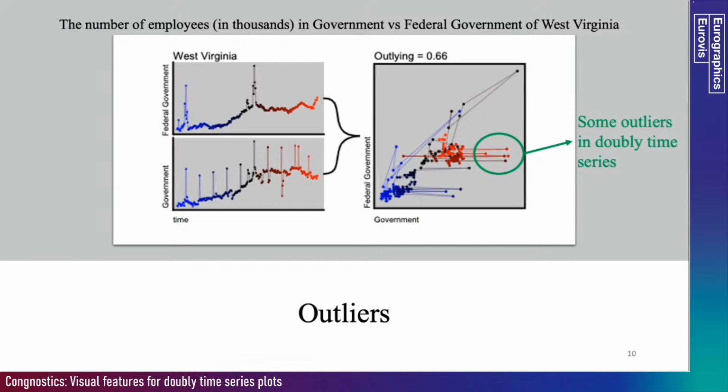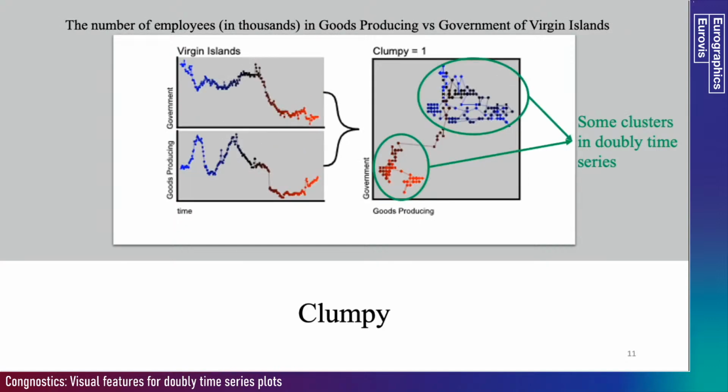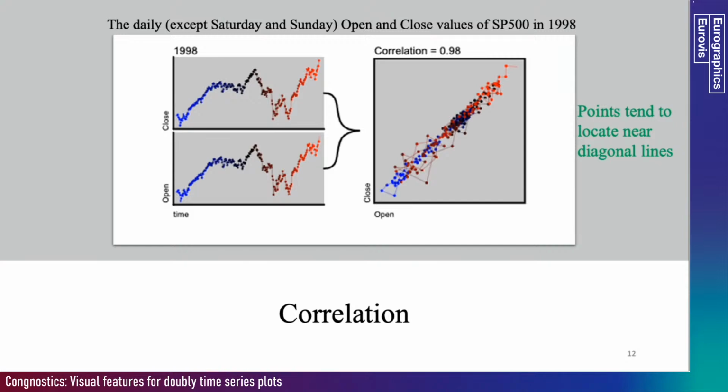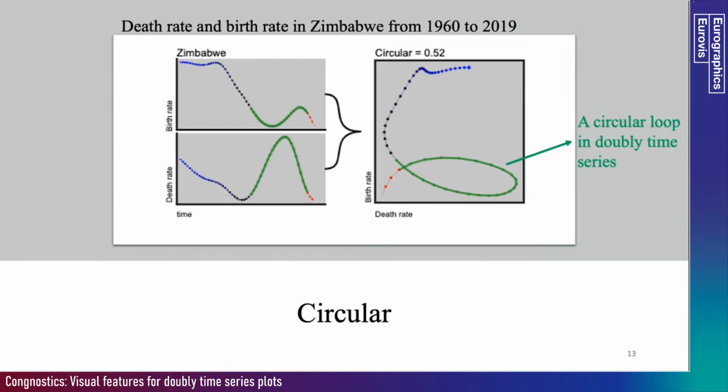Using the outlying score, we can find any doubly time series that has abnormal data points in the distribution. Clusters, which are detected by the clumpy score, indicate stable periods before a sudden change happens. The correlations in change of two time series can result in a near diagonal line distribution of the time series. The circular loops imply cycle patterns in two time series, and these cycles are usually offset. In other words, one variable reaches its peak before another one.